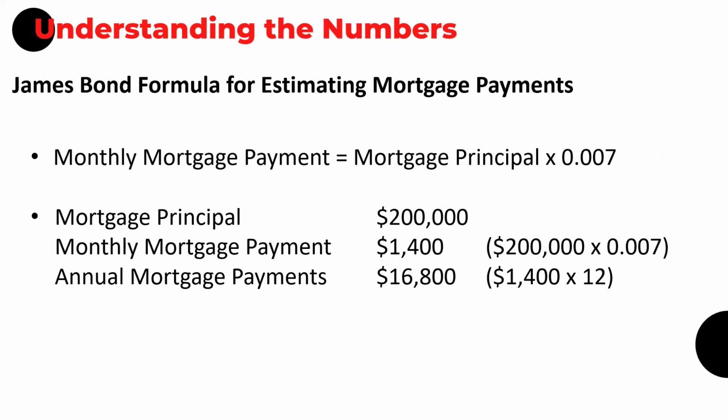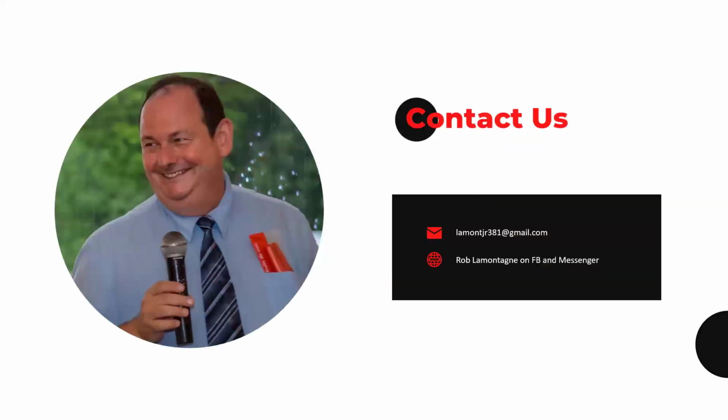So, as an example, if we have a mortgage principal of 200,000, then multiplying the 200,000 by 0.07, we have a monthly mortgage payment of about 1,400, and that gives us annual mortgage payments of 16,800. That is a short summary of key performance indicators, how to look at the numbers, and how to start looking at your properties.